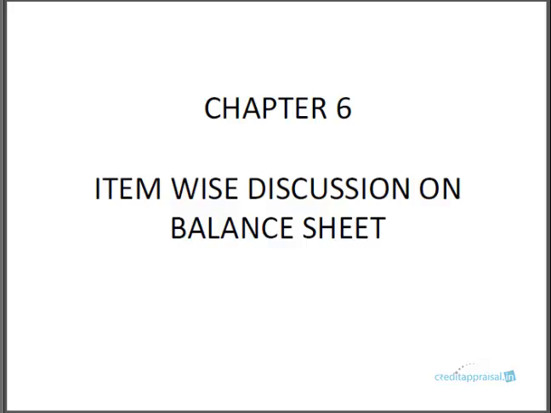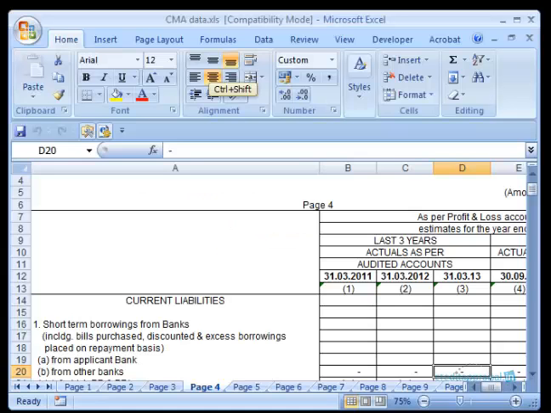We'll discuss item by item what the specific item means, what its importance is, what aspects you need to look into when you encounter that item in a balance sheet, and what treatment you need to give in the CMI data. Before proceeding further, let us look at a blank CMI format and see how the balance sheet looks in the CMI data. Just as in the P&L account, here also we'll have the last 3 years actuals.